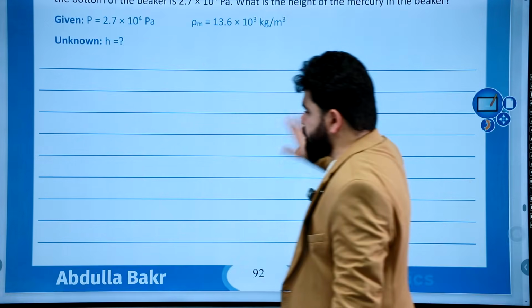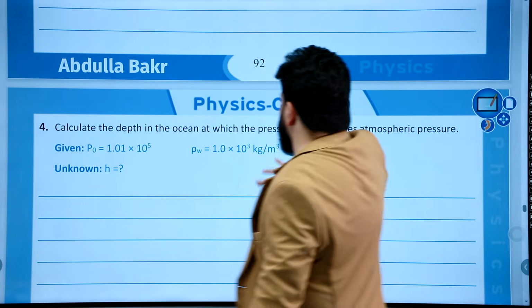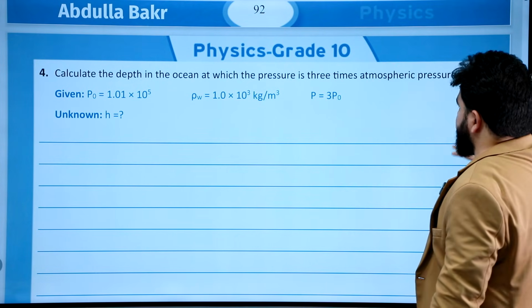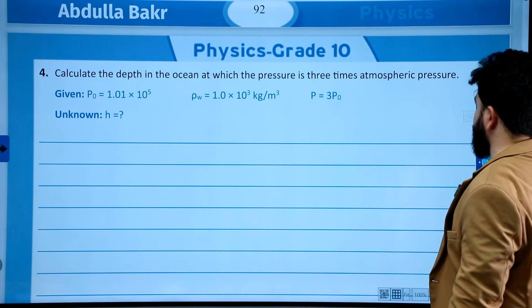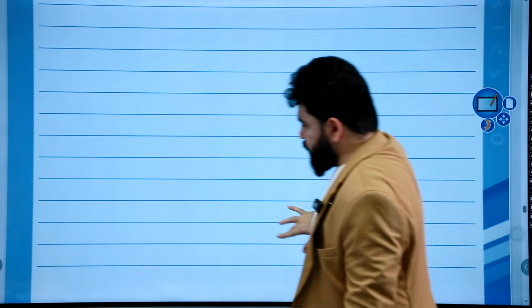Okay, calculate it, please. Calculate the depth in the ocean at which the pressure is 3 times atmospheric pressure. This is also a good question. Please focus on that too.